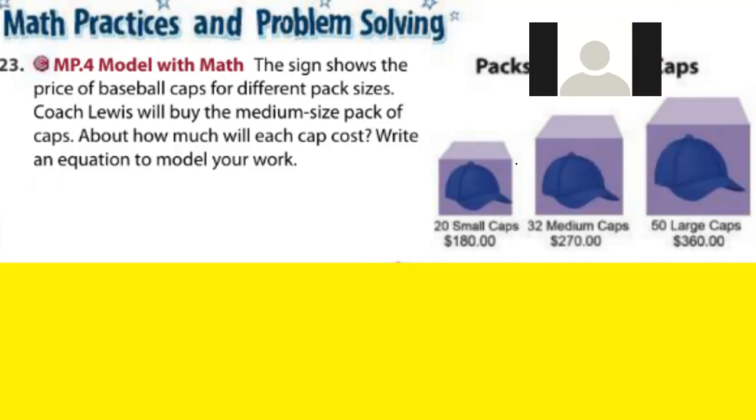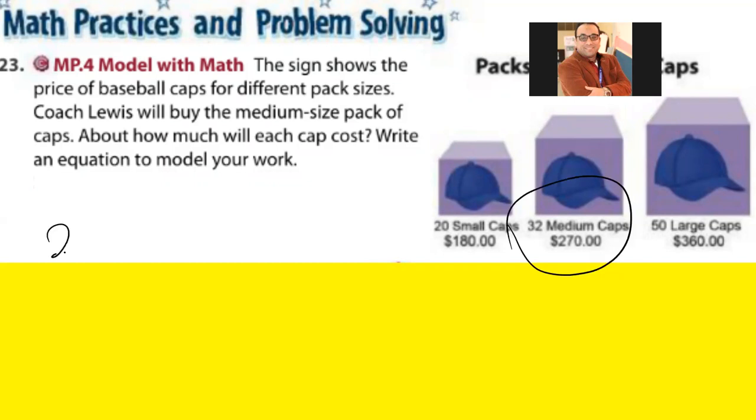Okay. The sign shows the price of baseball caps for different bag sizes. Coach Lewis will buy the medium size bag of caps. About how much will each cap cost? Write an equation to model the problem. The medium bag here has a total of 32 caps. The total cost is 270. So Coach Lewis will divide 270 by 32.